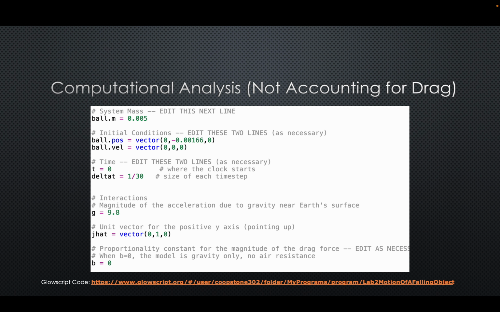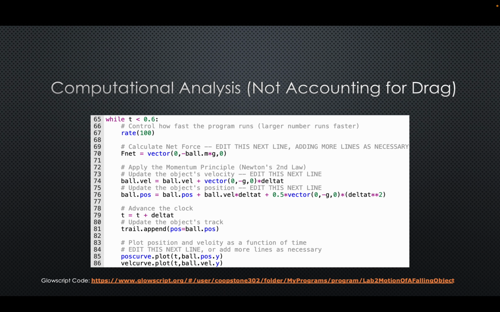In this first computational analysis, you can see that I set the proportionality constant of drag equal to 0, so it doesn't account for it. The time step is equal to a 30th of a second. And in this data here, I use the position and velocity update formulas in the code by using fnet and the time step being delta t.